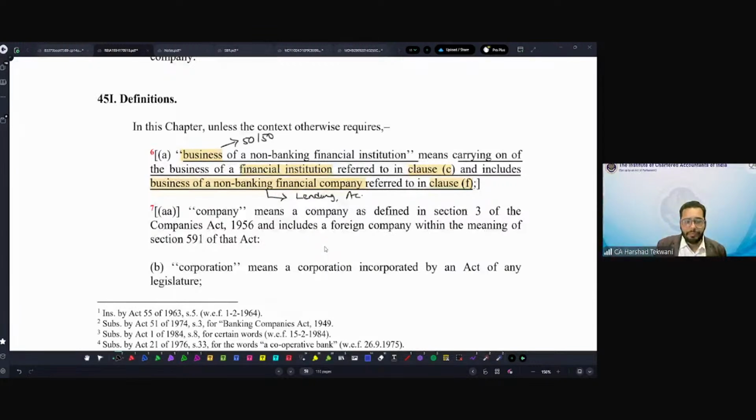Then we understood what is a non-banking financial company in clause F, that is lending, accepting deposits, and a specific class specified by RBI. So that was in clause F. So that is NBFC, basically the definition of NBFC.